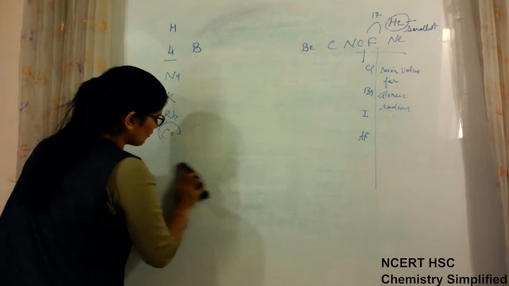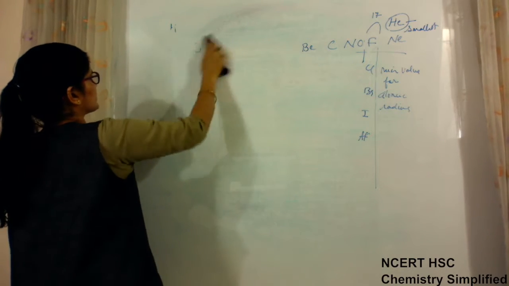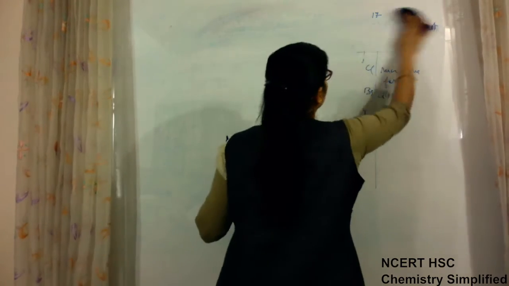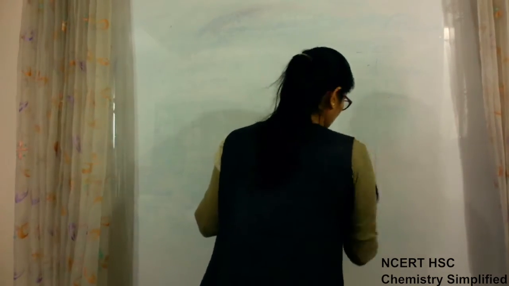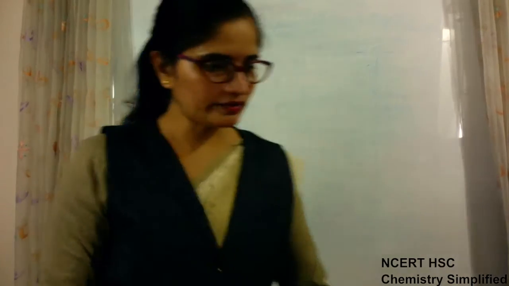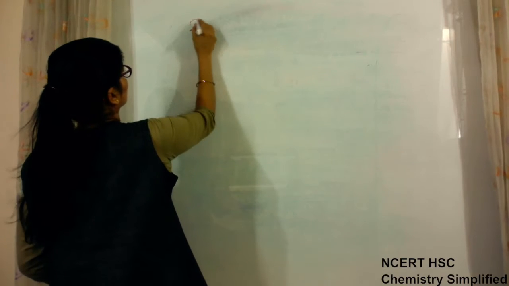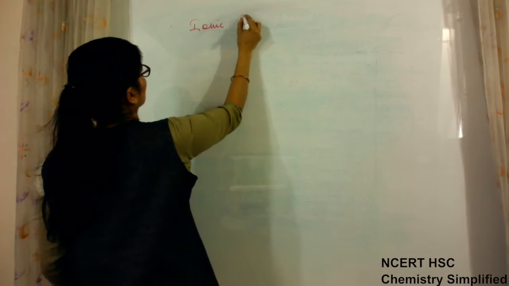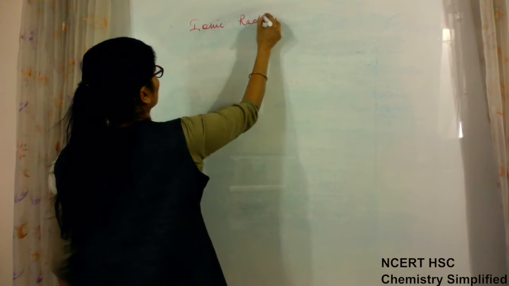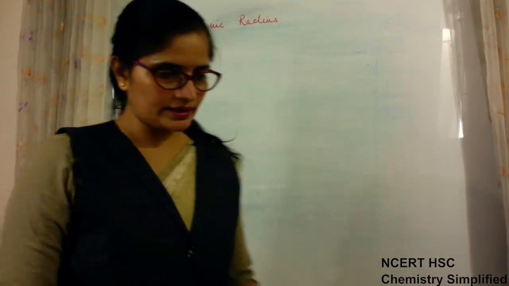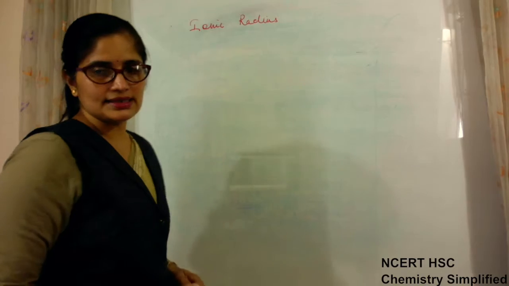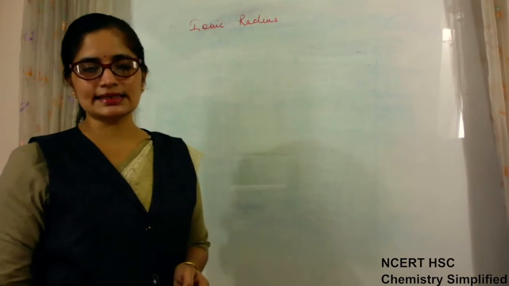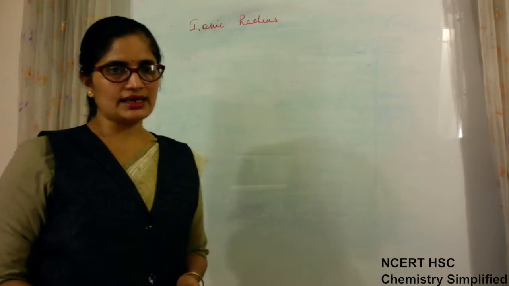Okay, now after atomic radius we will discuss ionic radius and then we will move to the next property. Okay. Now I will write ionic radius. Now what is ionic radius? We know that all elements form ions. Okay, either they will form a positive ion or they will form a negative ion.